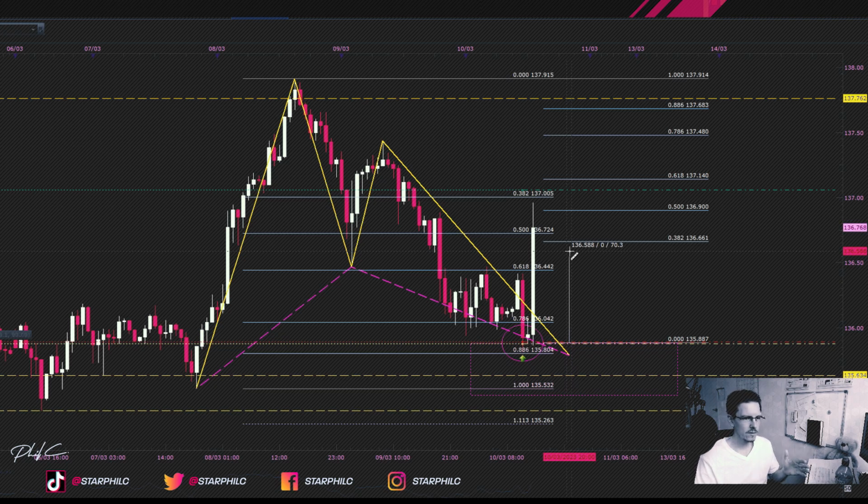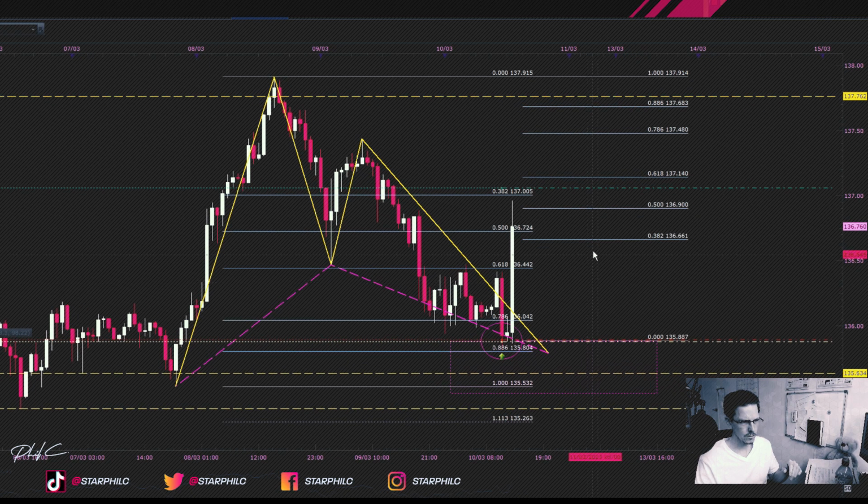So this is a 70 pip move towards target 1. And now what happens? Trade management, right? We identify the pattern trade. We wait for price action to come to us. Price action then triggers our entries. And once price action triggers your entries, that's it. Your analysis is finished. You get involved in the trade and then you wait.